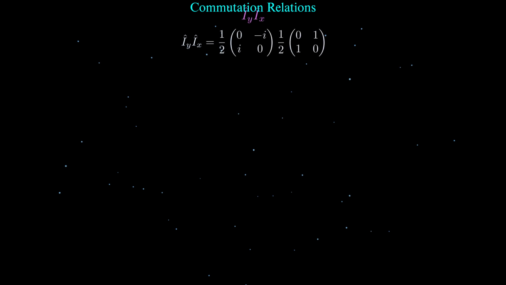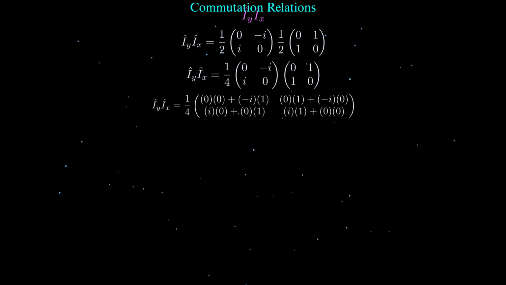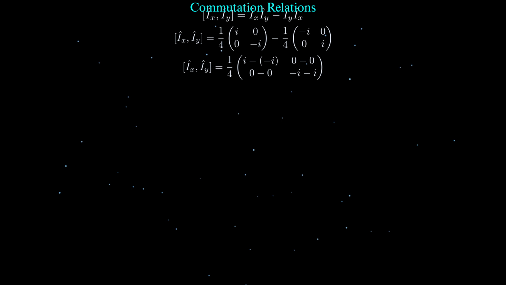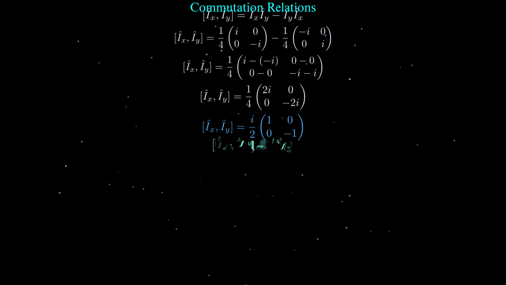We'll start again with the same thing and pull out the constants to get 1/4 in the front. Multiplying row by column again, we'll get 1/4 times the 2 by 2 matrix of negative i, 0, 0, i. Now plug both products into the commutator. When we combine these matrices, we'll get 1/4 times the 2 by 2 matrix of 2i, 0, 0, negative 2i. Last step is to factor out the 2. And if you don't recognize it, we get the Iz operator with an i in the front. So that means the commutator of Ix, Iy is equal to i times the operator Iz.